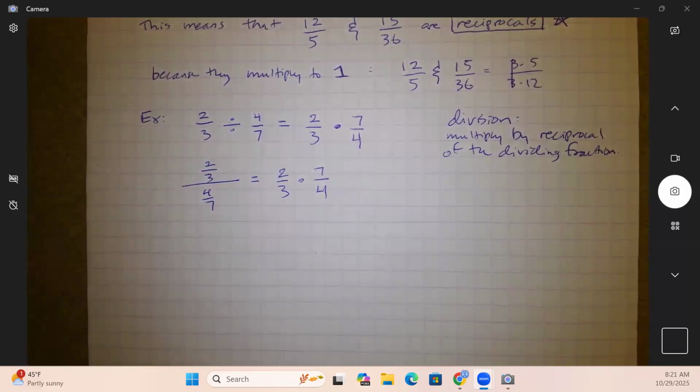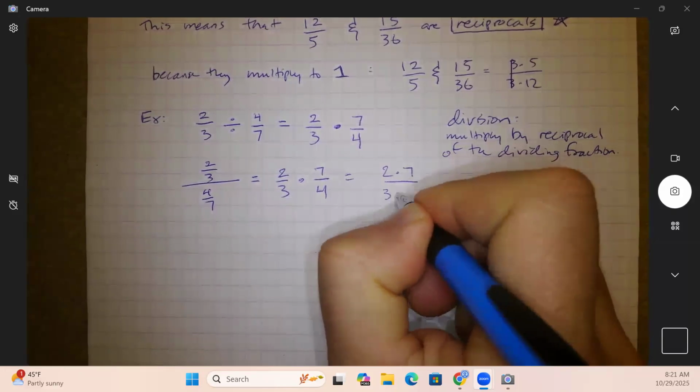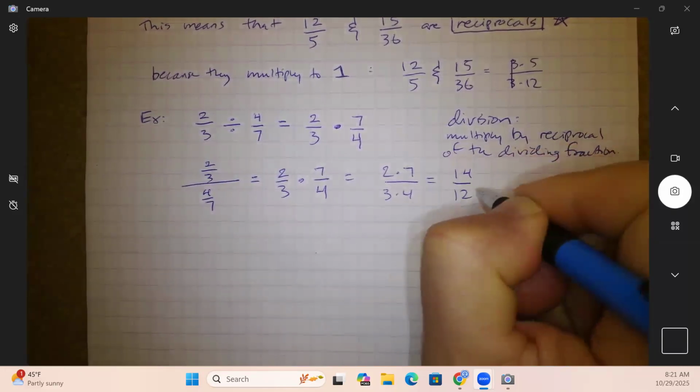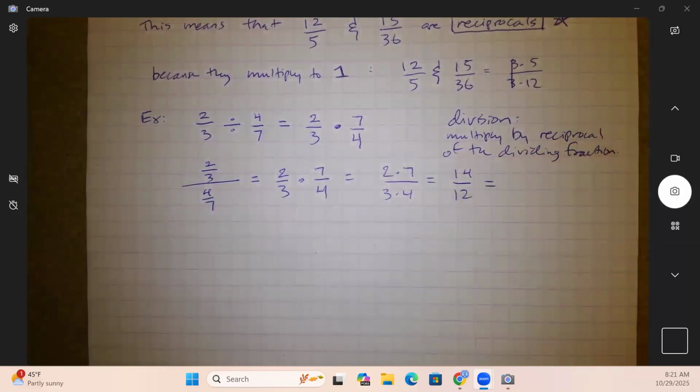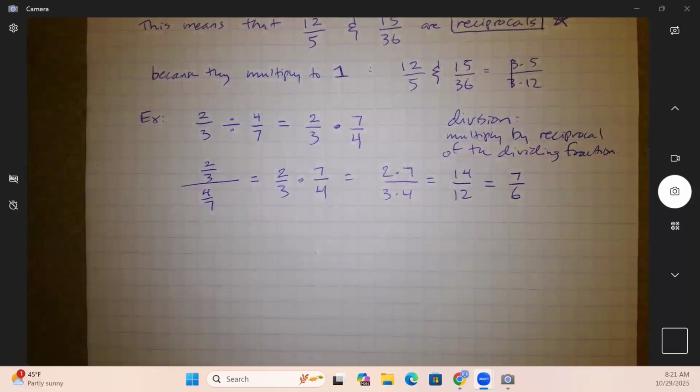Is the same thing as 2/3 times 7/4, which is 2 times 7 over 3 times 4, which is 14 over 12, which is the correct answer. It's not the reduced answer, though. It reduces to 7 over 6.